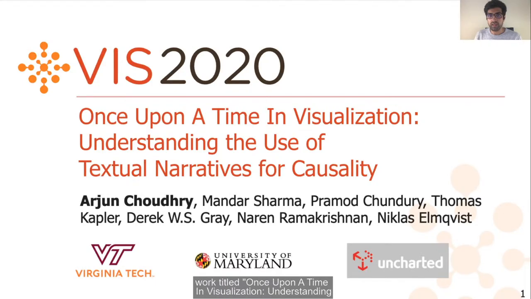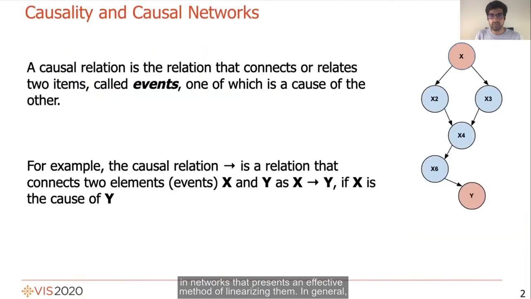Hello, my name is Arjun Chaudhary, and welcome to my talk on a joint work titled Once Upon a Time in Visualization, Understanding the Use of Textual Narratives for Causality. As the name suggests, this work explores narratives as a medium of expressing the causality in networks and presents an effective method of linearizing them.